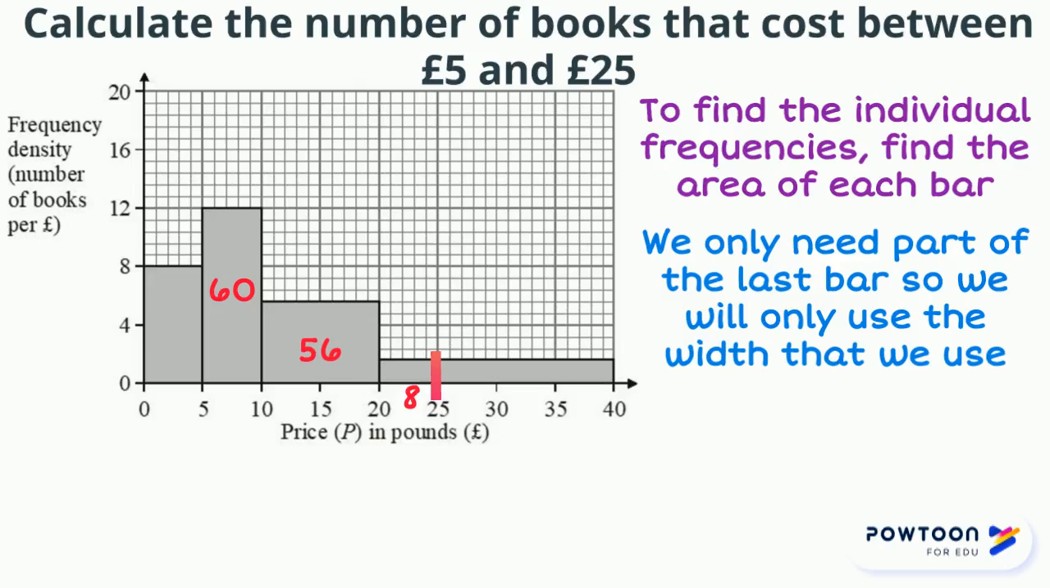Last step is just simply add those numbers together. So we'll add each frequency together to get 124 books that cost between £5 and £25.